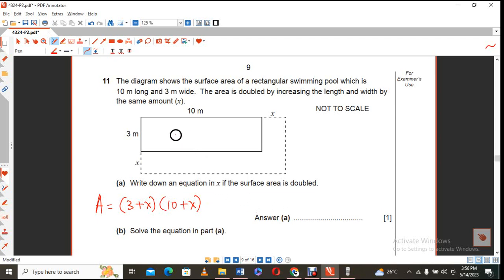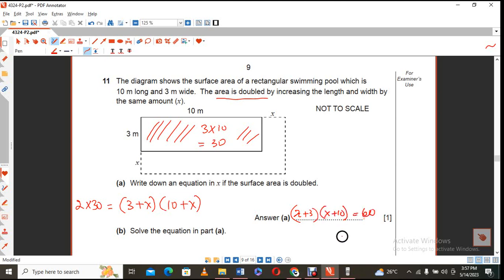And the area of this one is 3 times 10, which is 30. So if they say the area is doubled, double of that would be 60. So double of that is the same as 2 times 30. I'm going to rewrite it. They say write down an equation. I'm just going to write it as x plus 3, I'm just going to put the x's in front, times x plus 10 equals 60. Okay, so that is the equation.